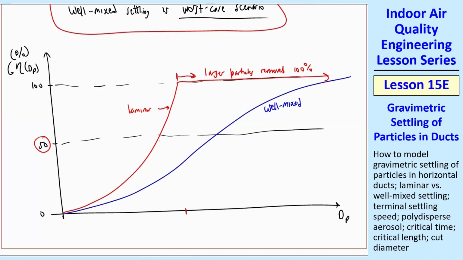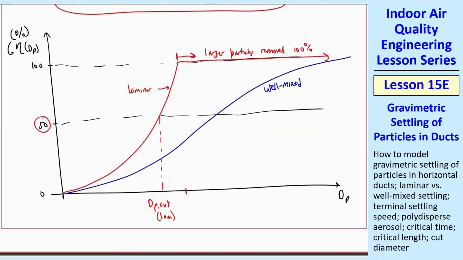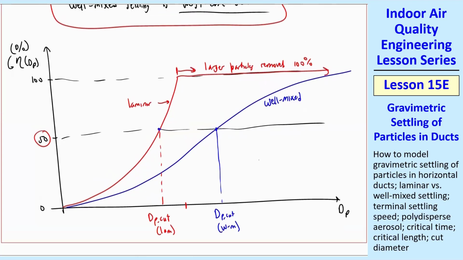And again, 50% is a magic number where we call that the cut diameter. So this would be dP cut for the laminar case. This would be dP cut for the well-mixed case. You have all the tools you need to plot these curves because I can give you any duct dimensions, any temperature and pressure, and a range of particles. You can calculate VT for each of those particles in some range, calculate the grade efficiency, both laminar and well-mixed, and then plot them. And so that's the kind of thing you'll be doing for homework.